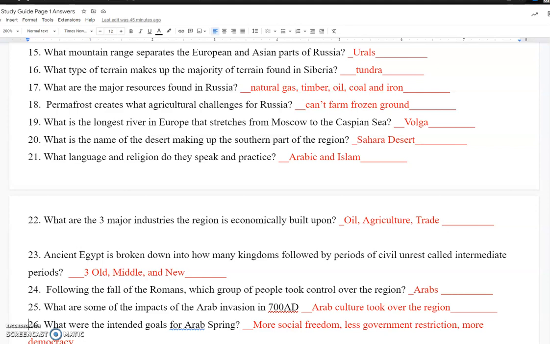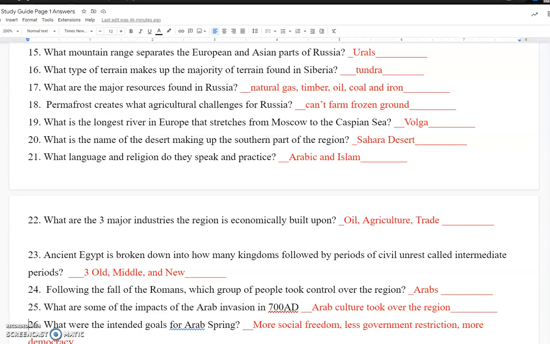18, permafrost. What creates agricultural challenges? Well, you can't farm frozen ground. It's as simple as that. 19, the longest river in Europe that stretches from Moscow to the Caspian Sea. That's the Volga River. 20, what's the name of the desert that makes up the southern part of this region?